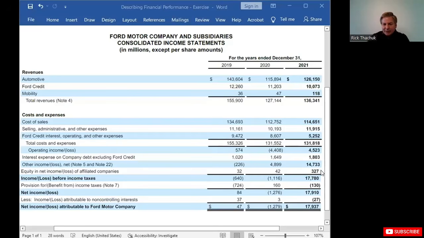Okay, yes, it was up, but I don't think this change is sufficient enough to warrant anything. Income before income taxes, well, that's just a summation of the items above. Provision for income taxes. Let me talk a little bit about this here. You see, in this case, this is a negative number.